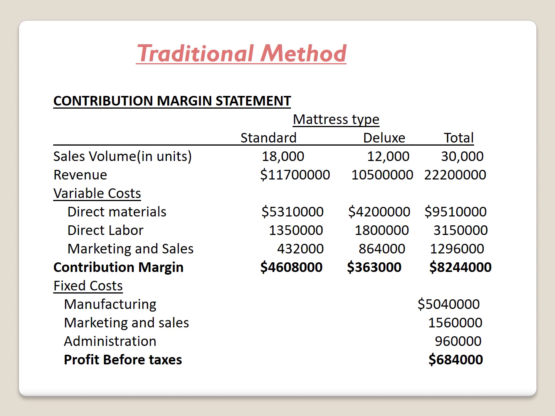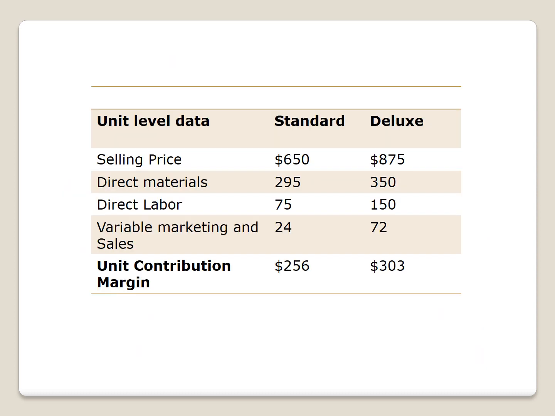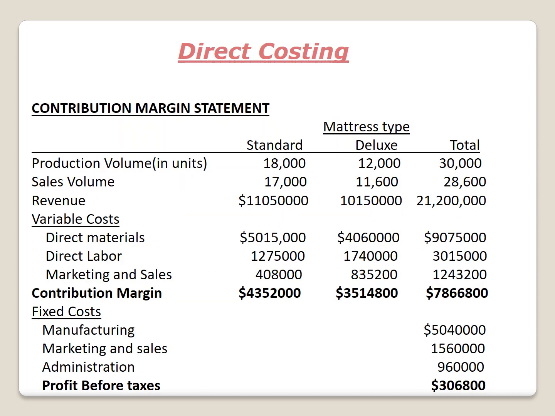Let's take the first method we are going to discuss, which is the direct costing or variable costing method. As this format groups variable cost and fixed cost separately, that is called direct or variable costing. It is an extension of the traditional method and it helps us know the inventory cost.